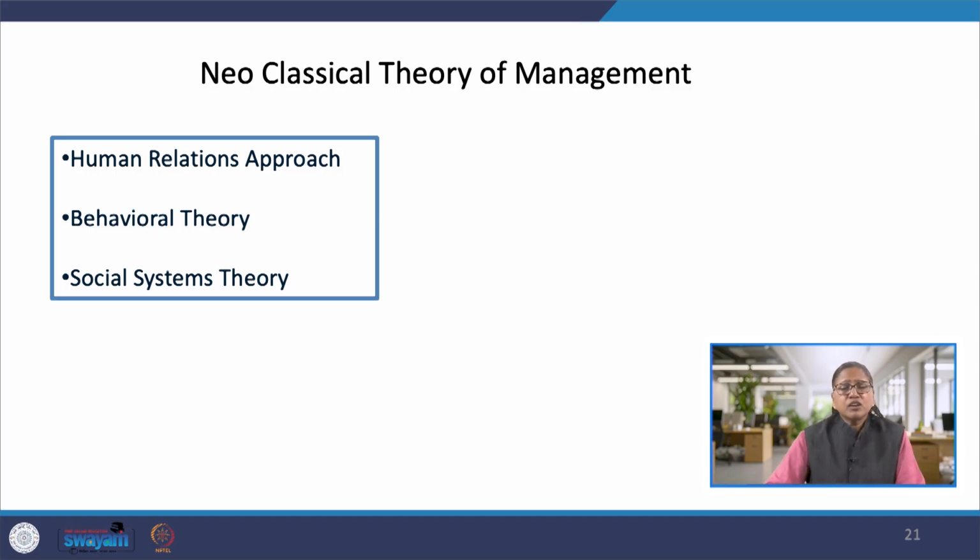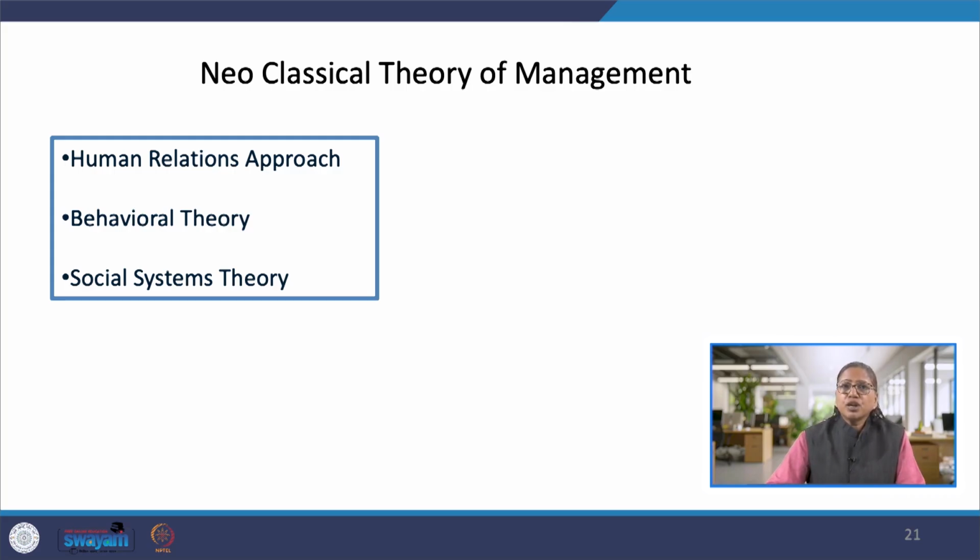The Hawthorne studies came next to the human relations movement. They demonstrated that worker productivity could be influenced by social and psychological factors beyond the physical environment, beyond physical working conditions.